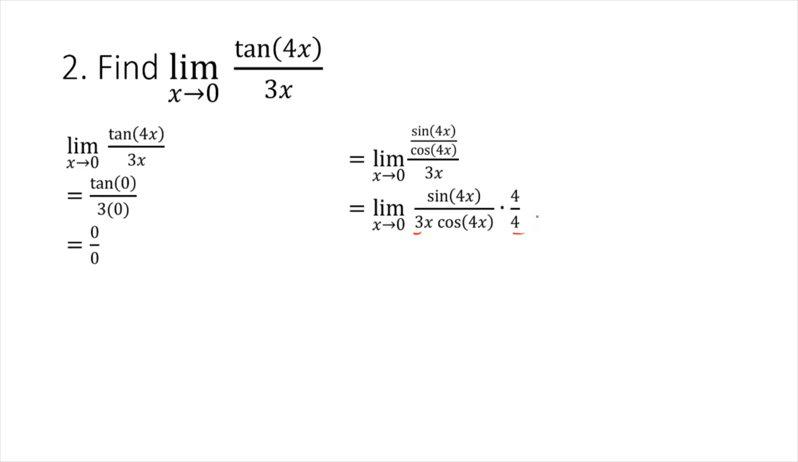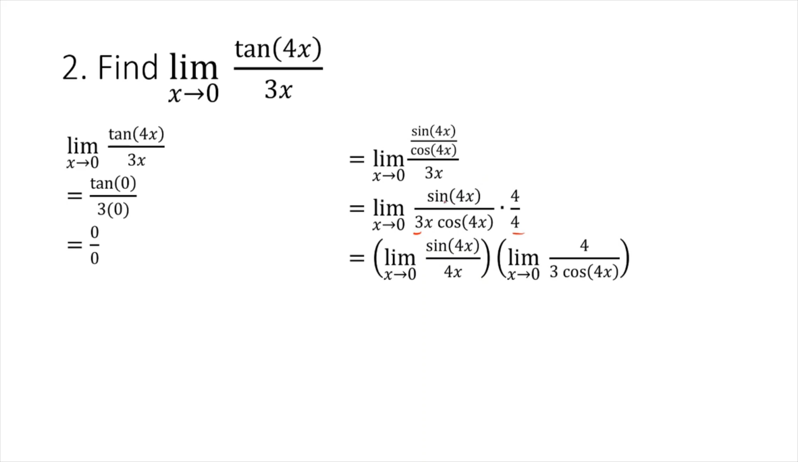Okay, and then you group together sine 4x over 4x, and then you group the remaining factors. So in this case, we have sine 4x divided by 4x. So switch 4 and 3. So you can get 4x in the denominator as x approaches 0. And then the remaining factors are 4, right? And then in the denominator, we have 3 and cosine 4x.